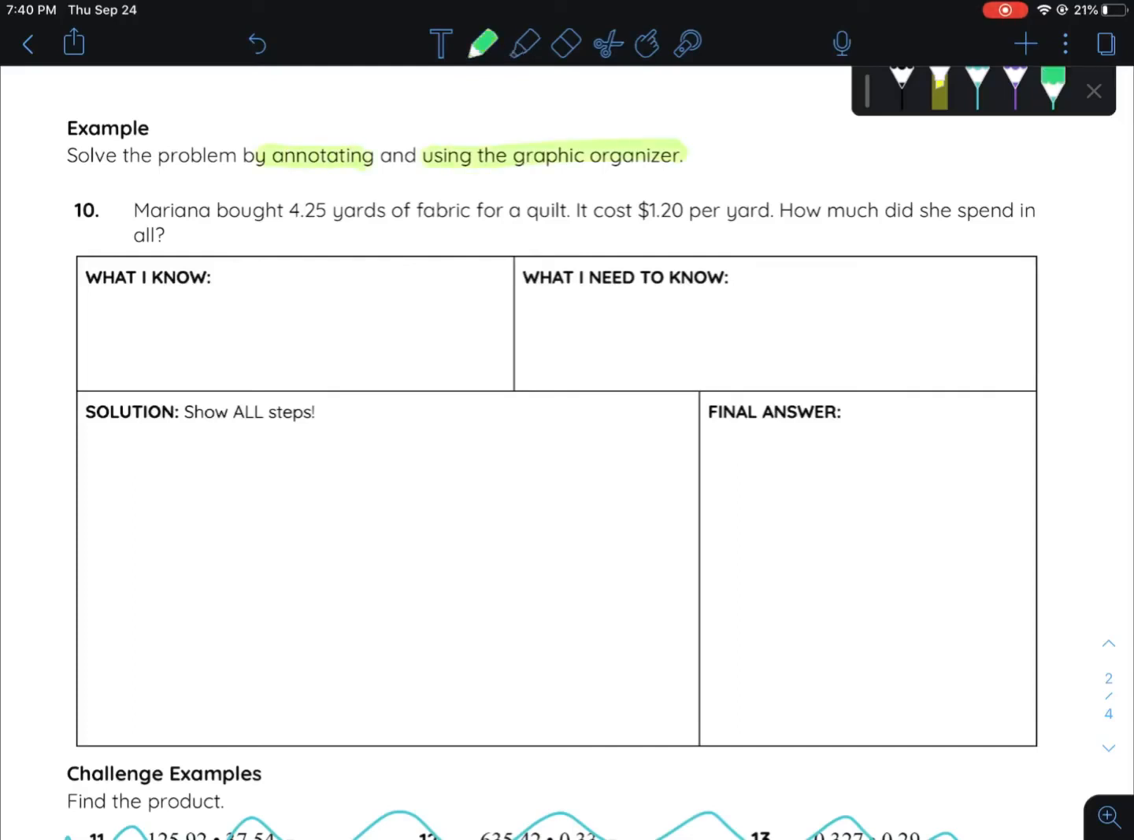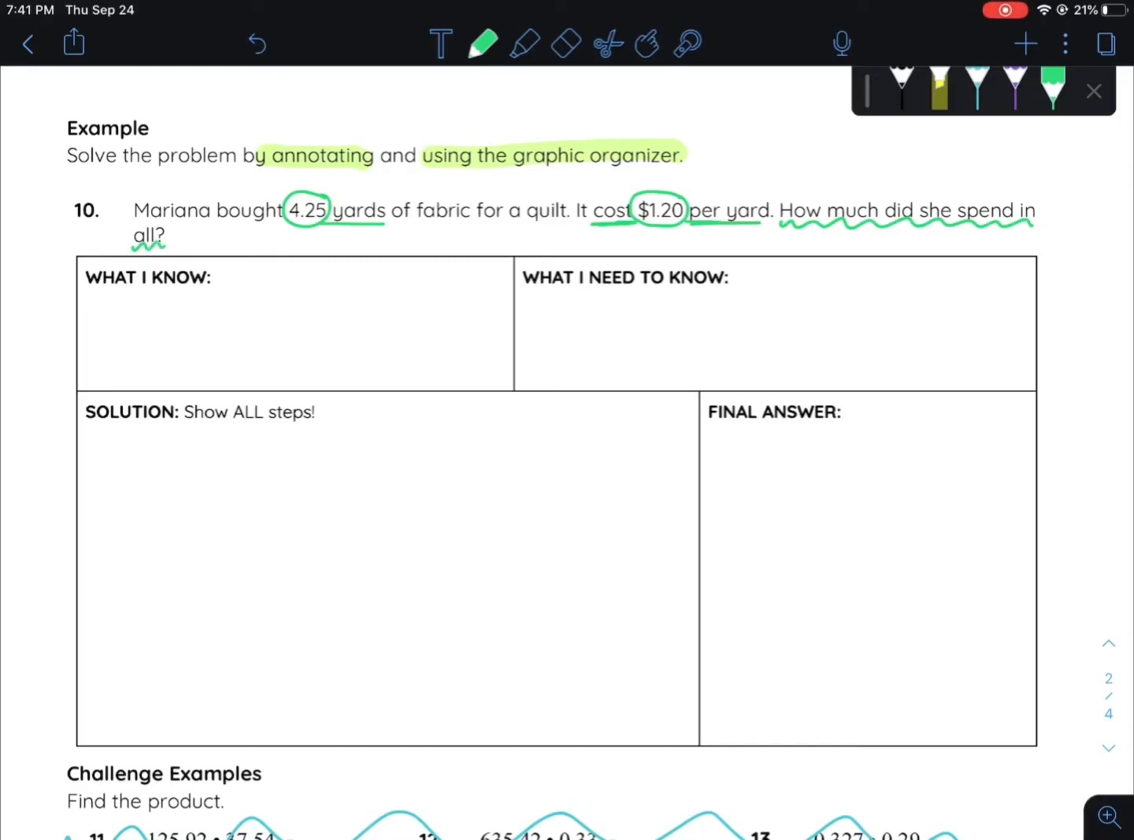Okay. So Mariana bought 4.25 yards of fabric for a quilt. It cost $1.20 per yard. How much did she spend in all? So I'm going to circle the numbers and then look for some labels. So it's 4.25 yards, and then $1.20 per yard, that's the cost. Okay, so we know how much she bought, and we know how much it cost per yard. What we want to find out is how much she spent in all.